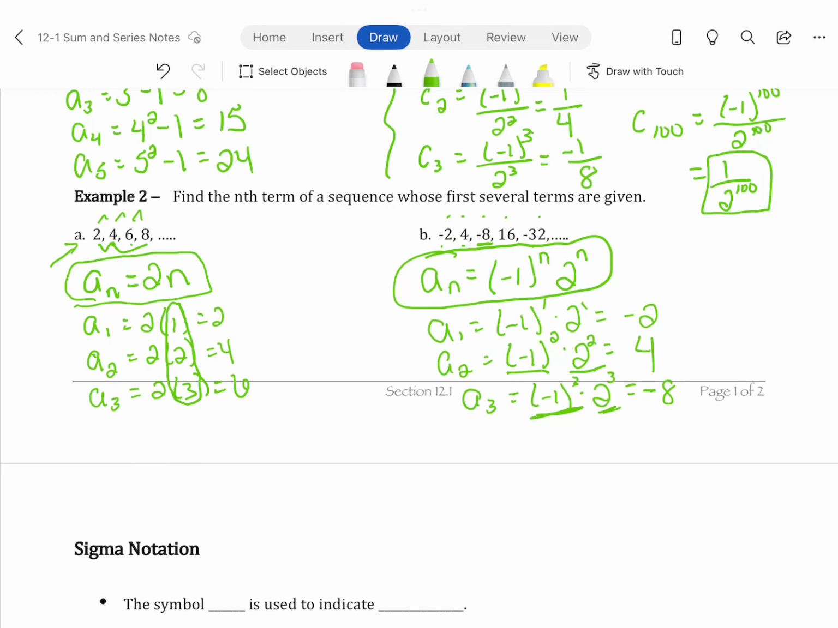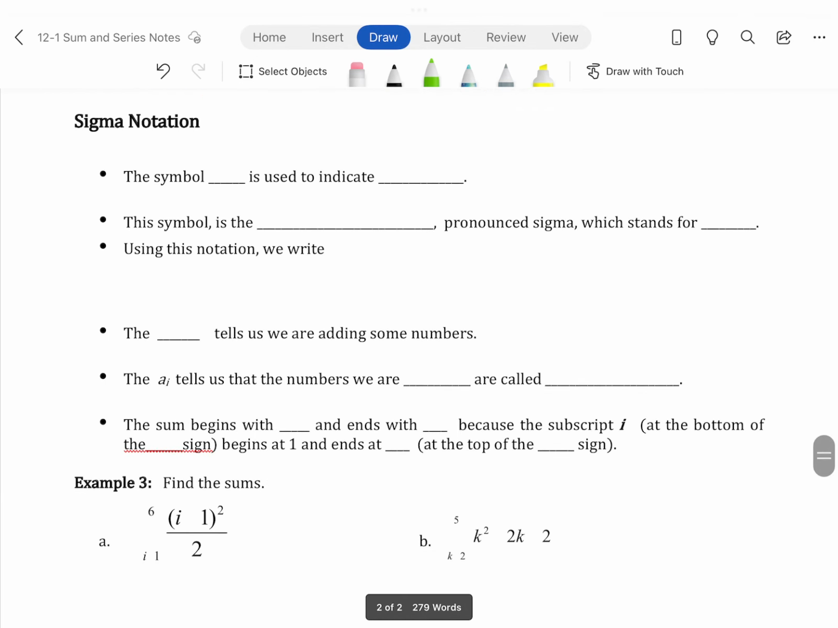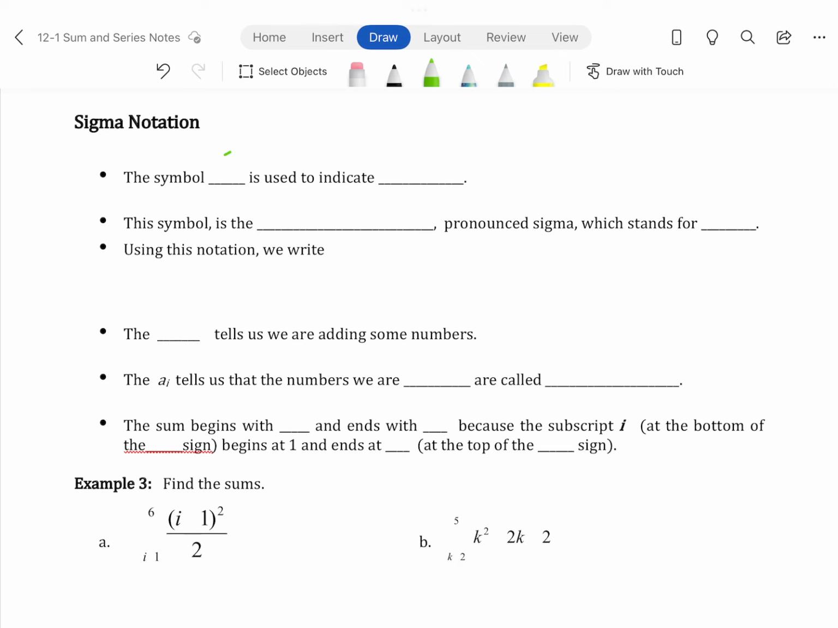Our next notation that we're going to look at is called sigma notation. Sigma notation uses a Greek letter right here. It's called sigma, that's where we get it from. The symbol is like a capital E. It's used to indicate addition. The symbol is the Greek capital letter for S, pronounced sigma, which stands for sum, because we're going to be summing things together.